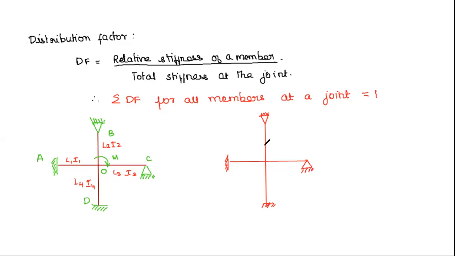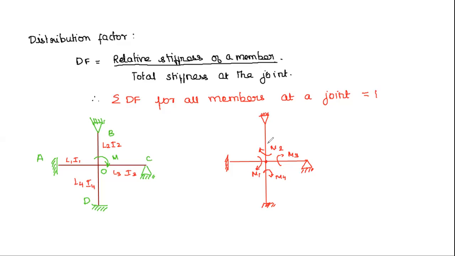Here it will get transferred as m1, m2, m3 and m4. So each member at the joint will contribute some percentage of the moment distribution.